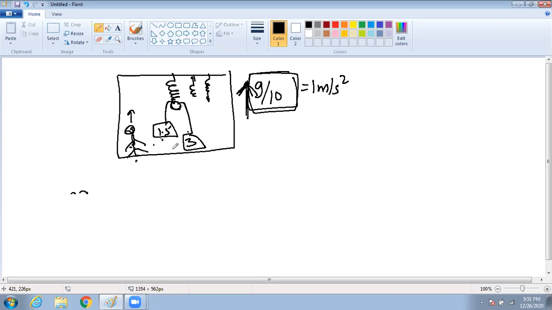The force will be applied on which body? Pseudo force is applied on which mass? 3 kg or 1.5 kg? Who will tell me? 3 kg. Yes, perfect. So it will be applicable on 3 kg. Okay? Clear?